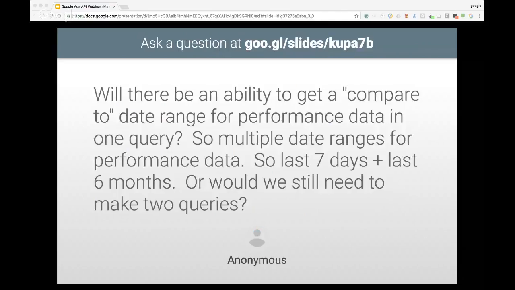Will there be an ability to get a compared date range for performance data in one query? So multiple date ranges for performance data, so last 7 days plus last 6 months, or do we still need to make two queries? That's a good question. As of right now with the query language, I think this will still have to be made in two queries.